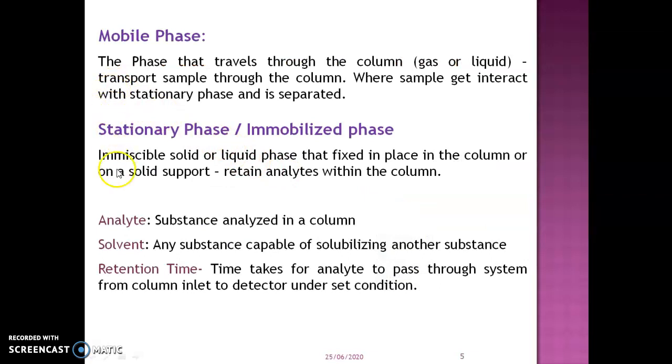There are different terms, like mobile phase. What is the mobile phase? The phase that travels through the column, which may be gas or liquid, and which transports the sample through the column, where the sample interacts with the stationary phase and then gets separated. What is the stationary phase? It is also known as the immobilized phase. It is an immiscible solid or liquid phase that is fixed in place in the column, or fixed on solid supports. What it does is retain analytes within the column.